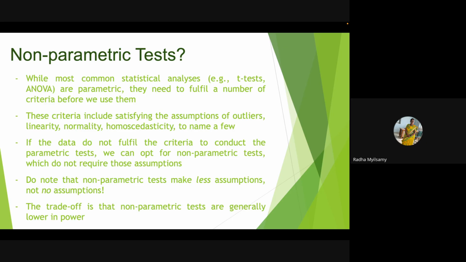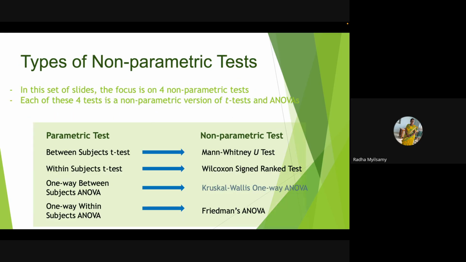But compared with parametric tests, non-parametric tests are generally lower in power. There are types of non-parametric tests equivalent to parametric tests. Instead of the t-test, we may go with the Mann-Whitney U-test. Instead of the within-subject t-test, we may go with the Wilcoxon signed-rank test. Instead of one-way ANOVA, we may go with the Kruskal-Wallis test. And for two-way ANOVA, we may go with Friedman's two-way analysis of variance.